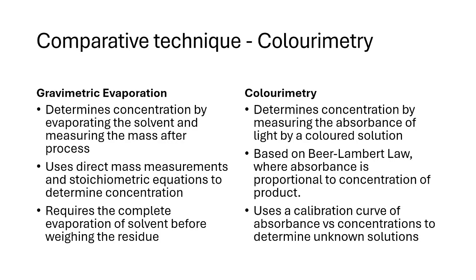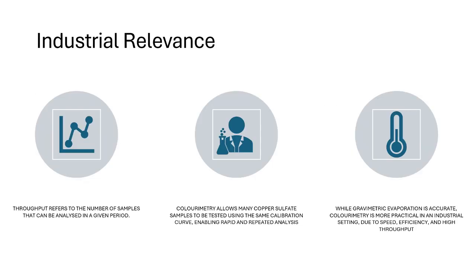This technique is colorimetry. While gravimetric evaporation determines the concentration by evaporating solvent and measuring the remaining mass using stoichiometric calculations, colorimetry measures the amount of light absorbed by the solution. In terms of industrial suitability, throughput is a critical consideration, which refers to the number of samples that can be analyzed in a period of time.